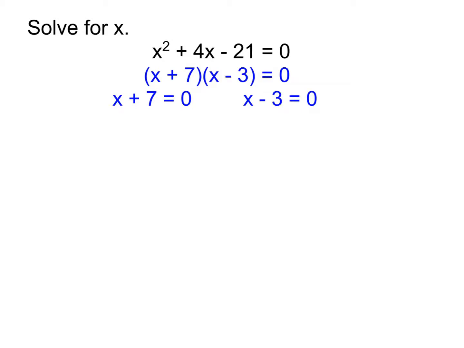So that means that in the case of the x plus 7 equals 0, I subtract 7 from both sides. In the x minus 3 equals 0, I add 3 to both sides. And so your final answers here are x equals negative 7 and x equals 3. Yes, I do want you showing these steps and showing this work.